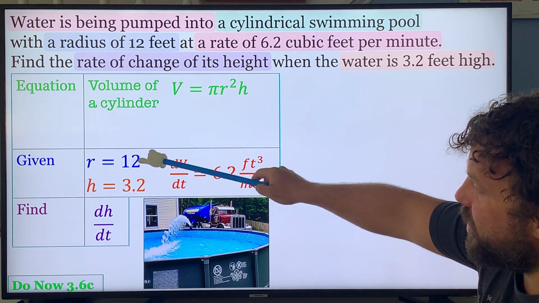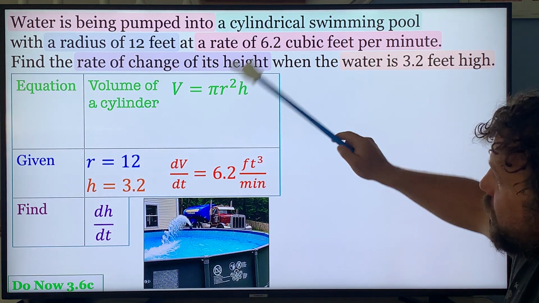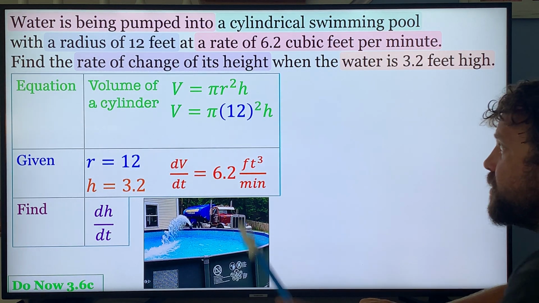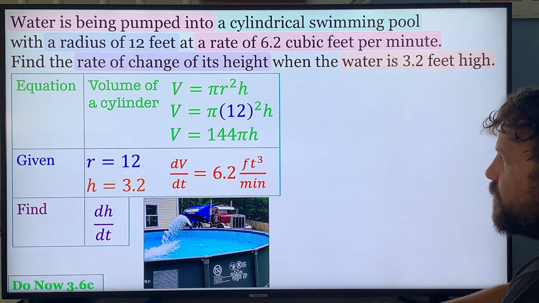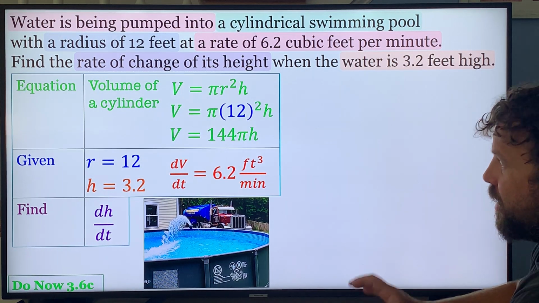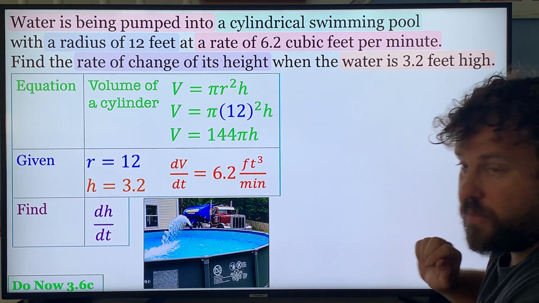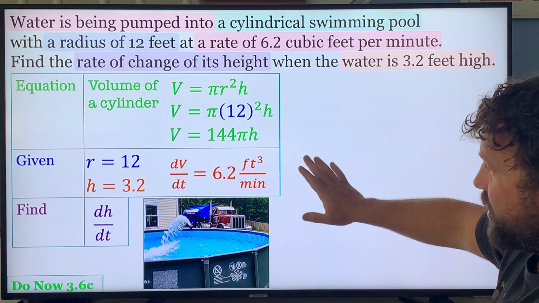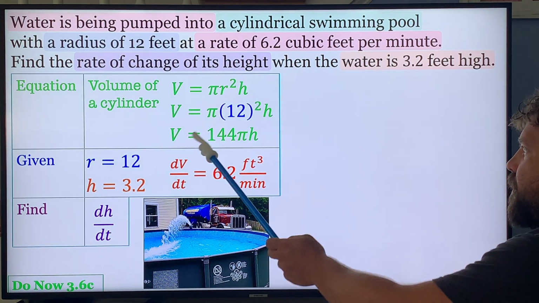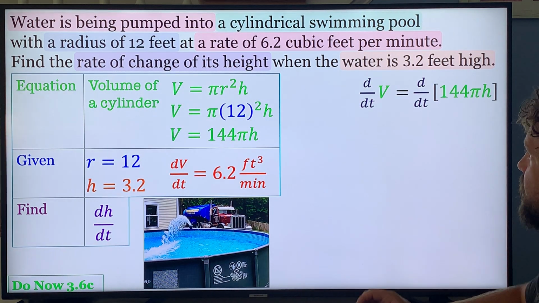So since this radius is always constant, I could plug it into that equation. So I got volume equals pi 12 squared h. Volume equals 144 pi h. Okay? Volume is always going to equal that. So depending on what the height is, that changes your volume. Radius never changes. That's why I can do that. So now, I'm going to derive that in terms of t.